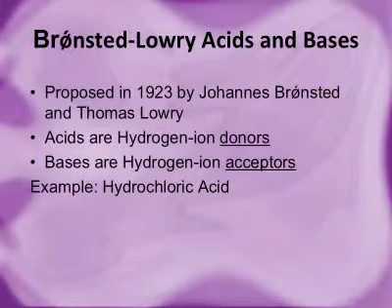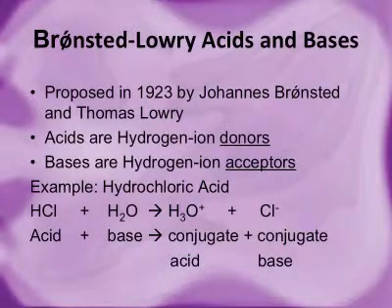So for example, we have hydrochloric acid. We mix it with water, which is what we do when we're making an acid. We're going to get our hydronium ion, and we are going to get chloride. Now, under the Bronsted-Lowry theory, there's this whole concept of something called a conjugate acid and a conjugate base.